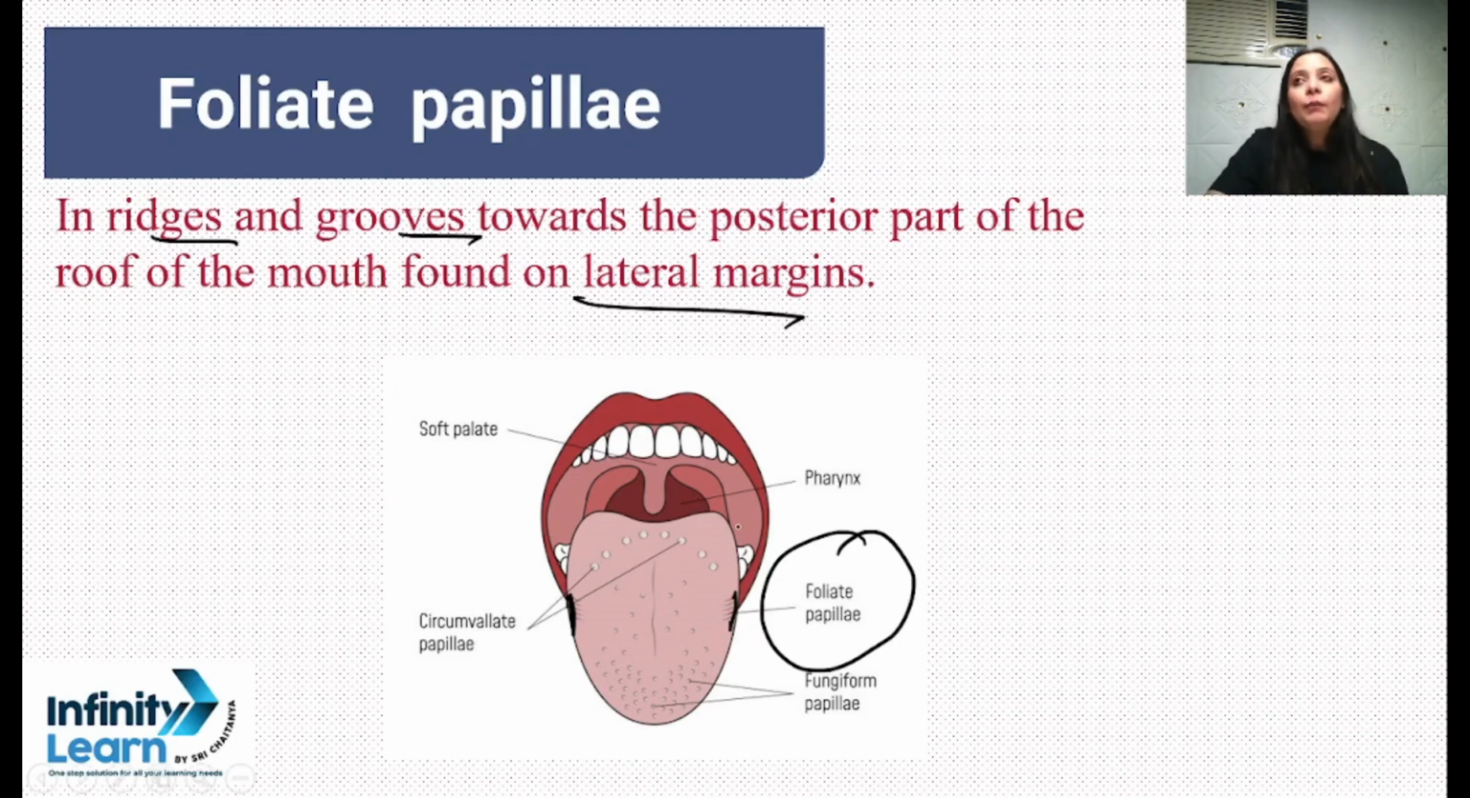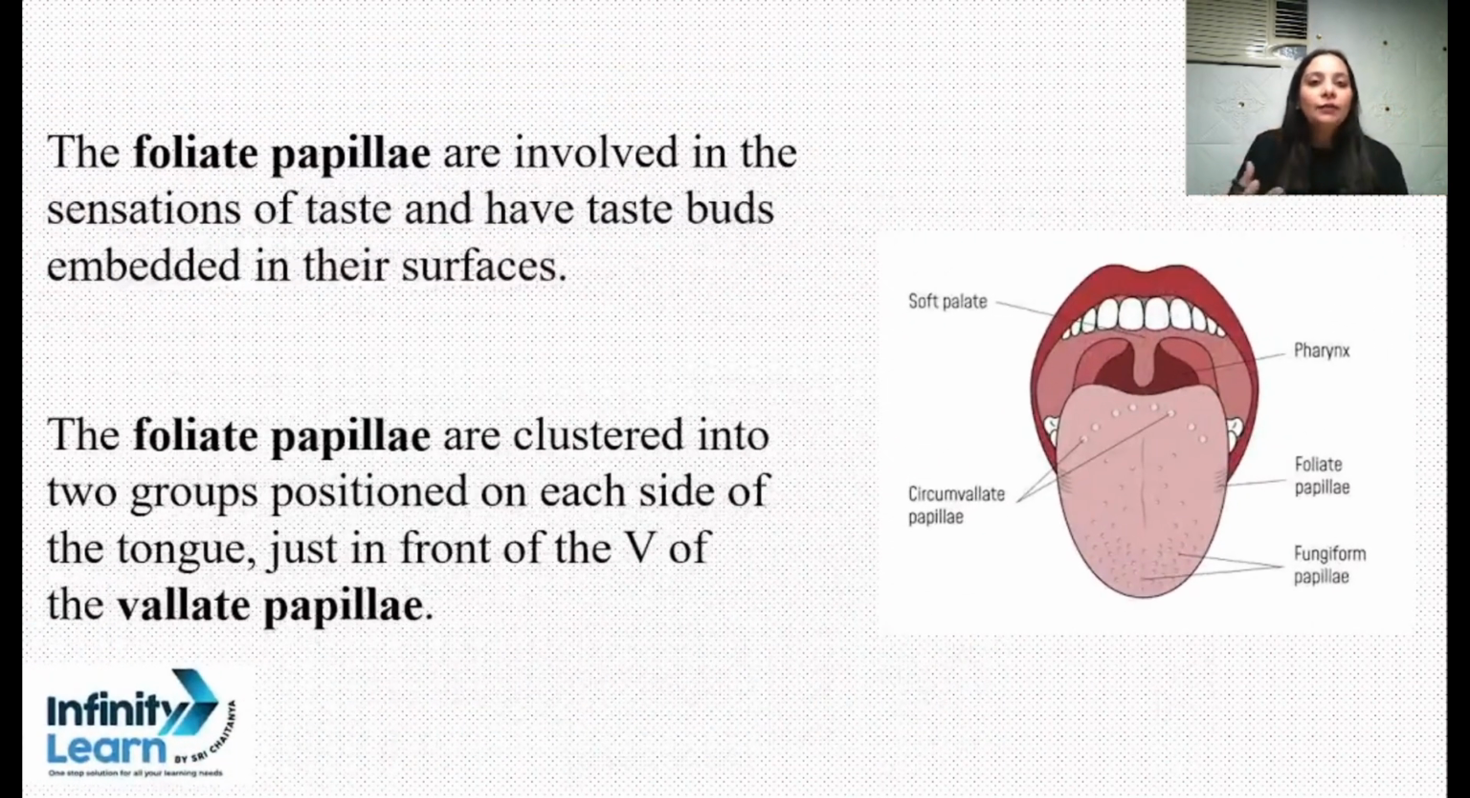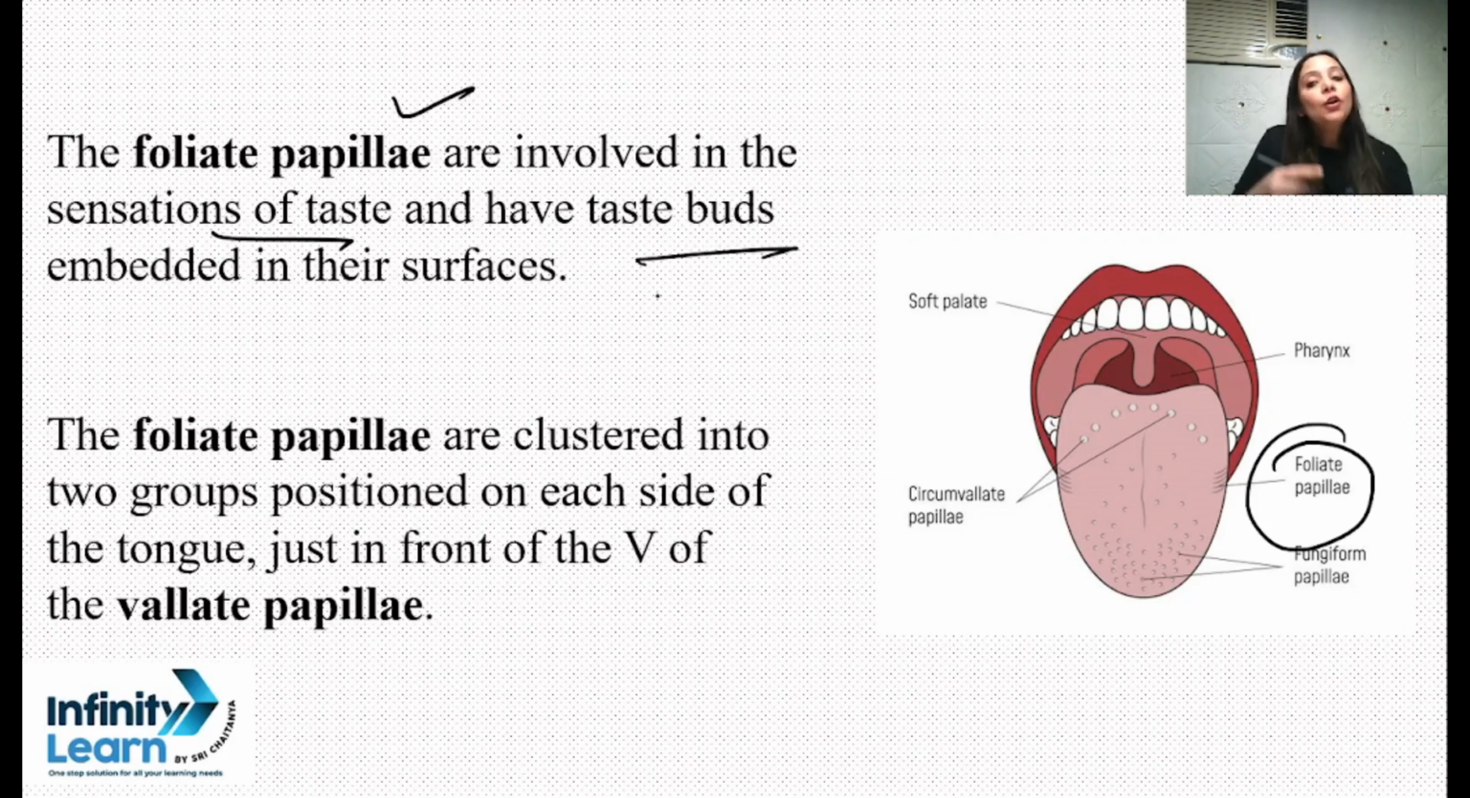So you should know the names of all the papillae that we discussed, that is filiform, fungiform, then circumvallate and foliate papillae, and where they are located, and also about the taste buds. Now let me tell you that foliate papillae are also involved in the sensation of taste because they also have taste buds. So foliate papillae are clustered into two groups, positioned on each side of the tongue. I hope you all can see here. And circumvallate is forming a V kind of structure.